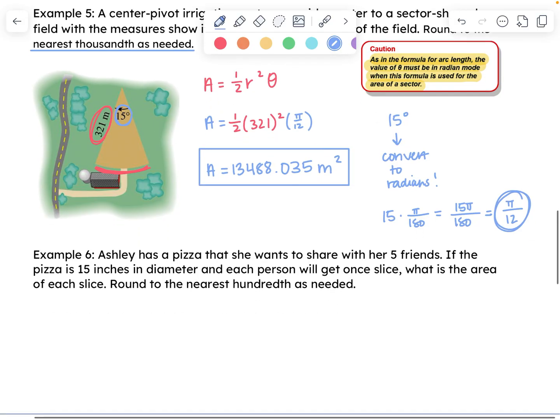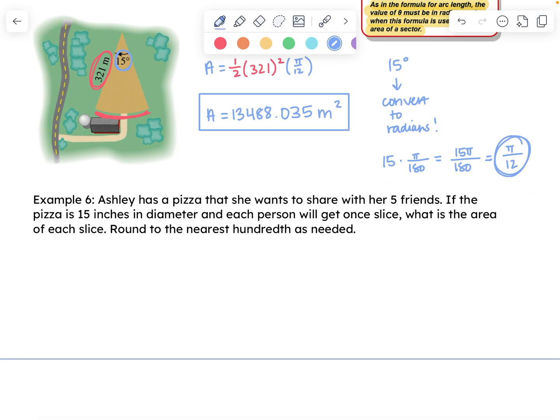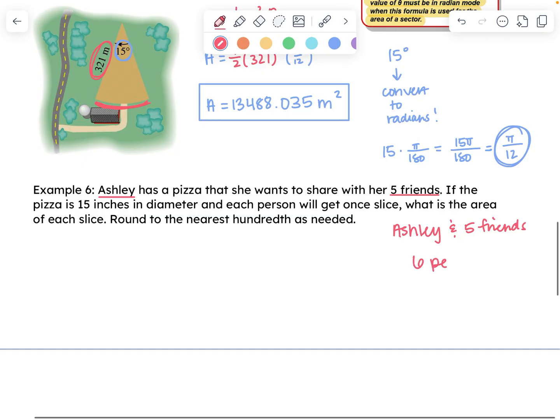And our last question for this set of notes. Ashley has a pizza that she wants to share with her 5 friends. If the pizza is 15 inches in diameter and each person will get one slice, what is the area of each slice? Round to the nearest hundredth as needed. So, first thing, Ashley is sharing it with her 5 friends. So if we're talking about how many people there are total, if it's Ashley and her 5 friends, that means there's 6 people total.